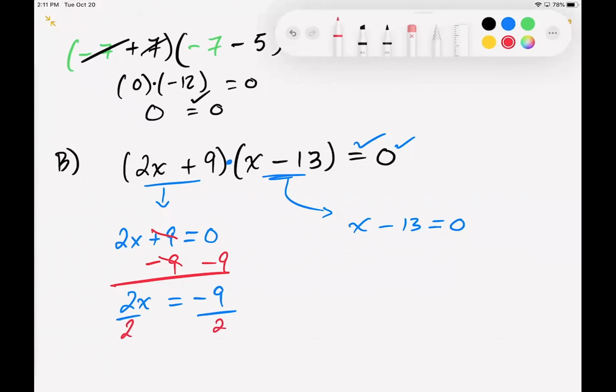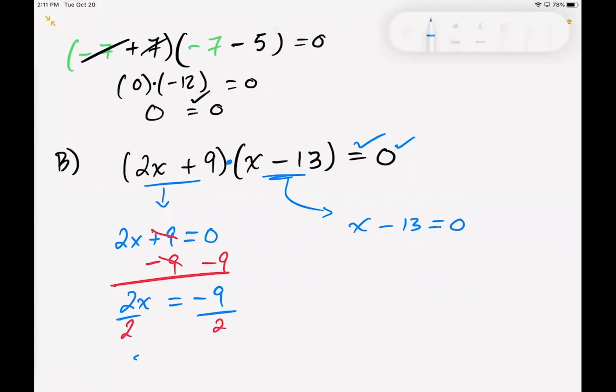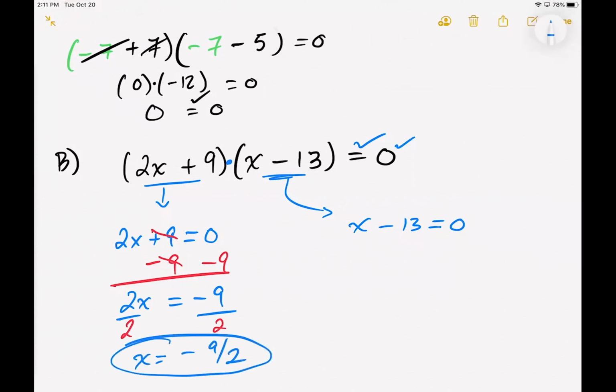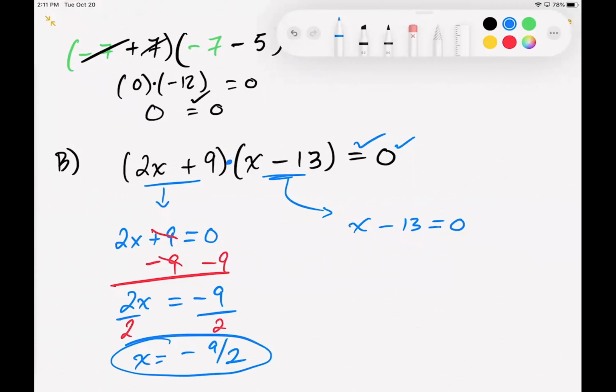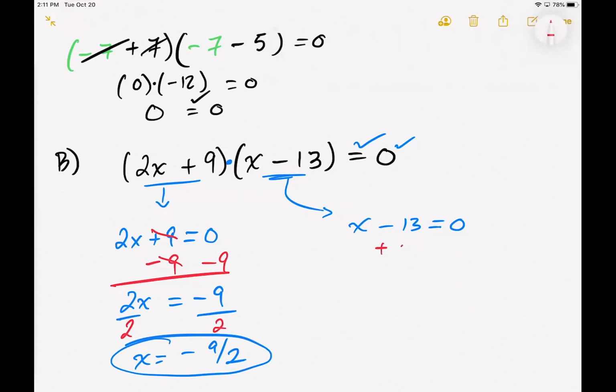X is equal to -9/2. So that is my answer. One of my answers is x equal to -9/2. On the other side, how do I get rid of this 13? To get rid of the 13, I add 13 to the other side. Therefore, my answer is x equal to 13. That is my second answer.